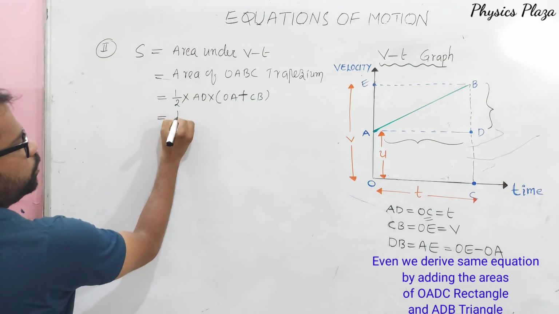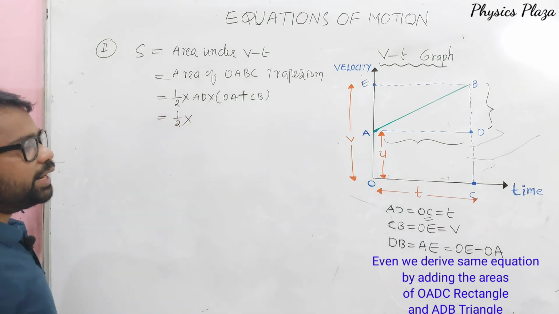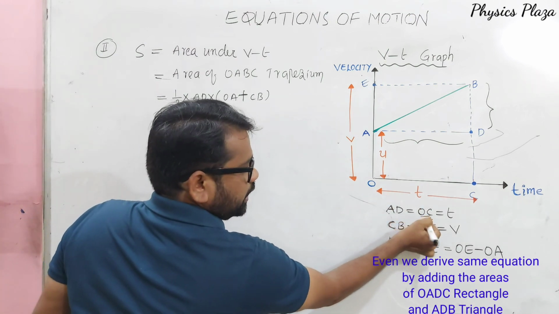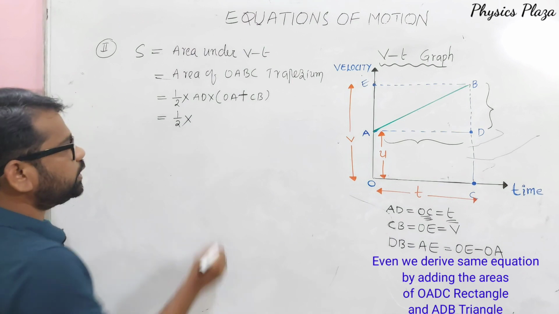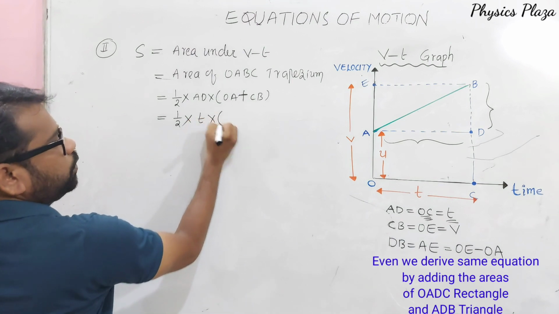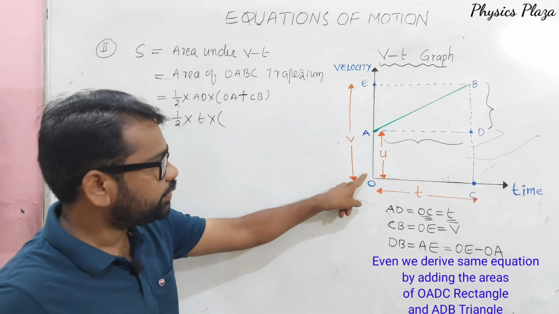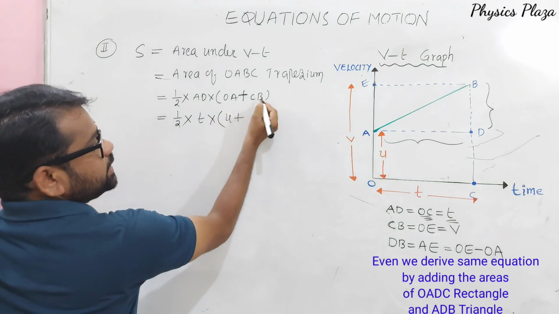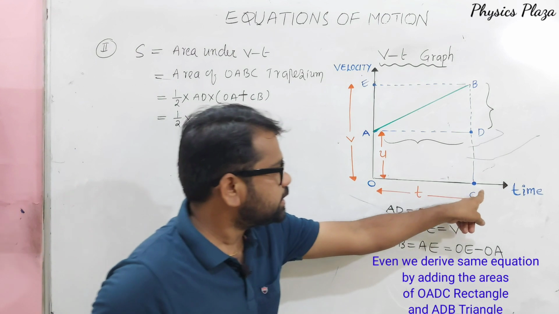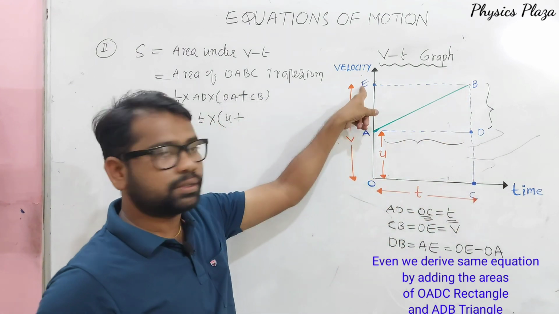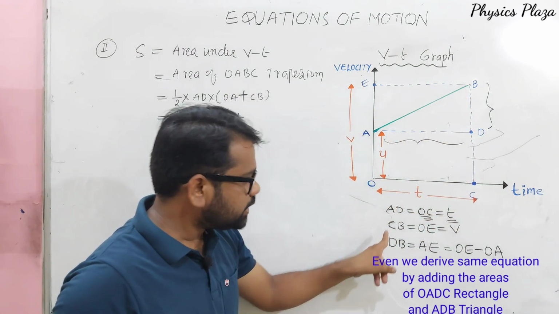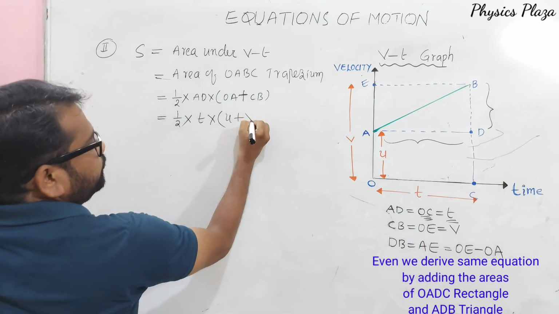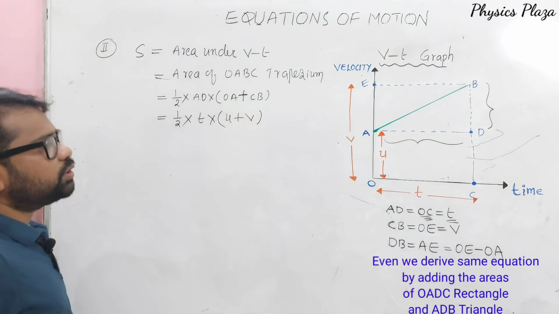So how can we write this more? Half into AD, what is AD, children? AD is nothing but OC, and it is equal to time T. So it is T into OA, which from this graph is the initial velocity, that is U, plus CB. Children, CB is equal to OE. Don't get confused. So here CB is equal to OE, that is final velocity. So here write final velocity. Of course, this is what we actually got.